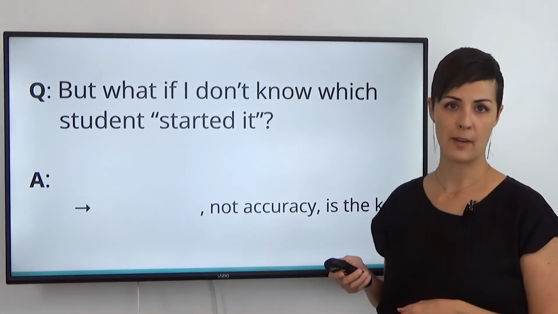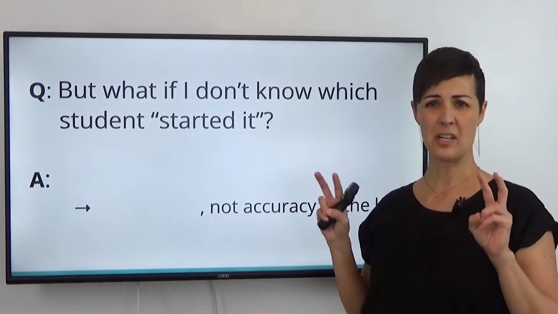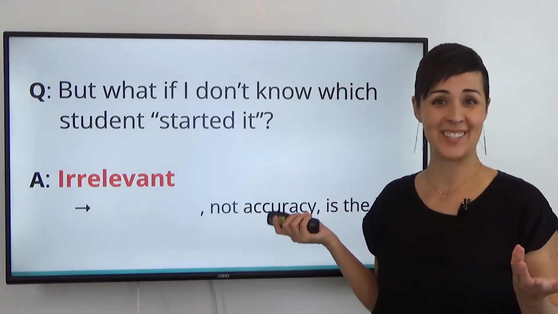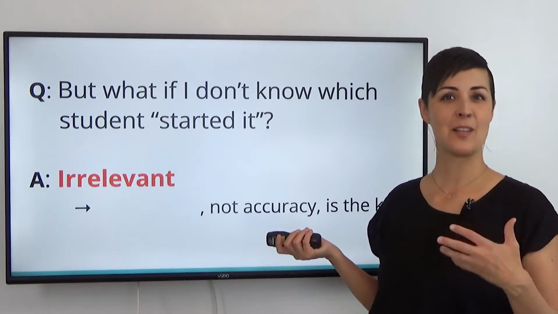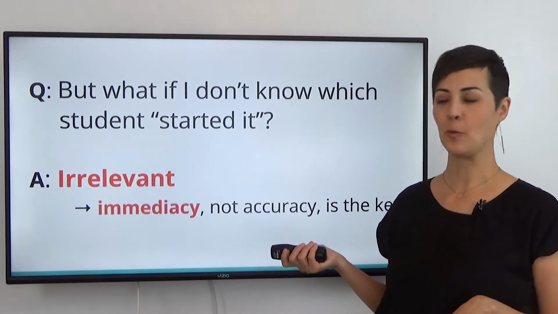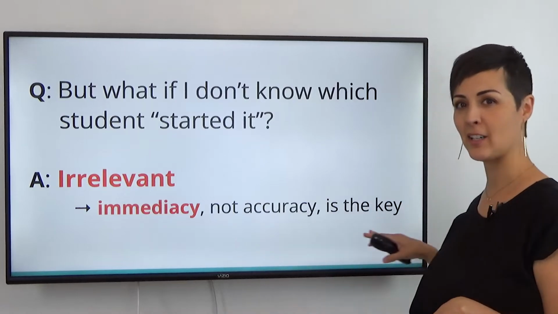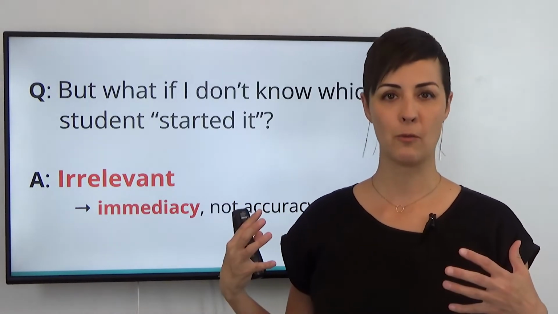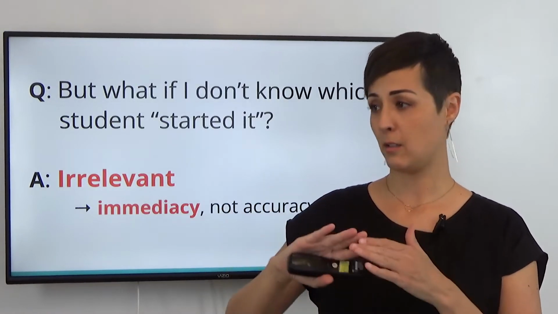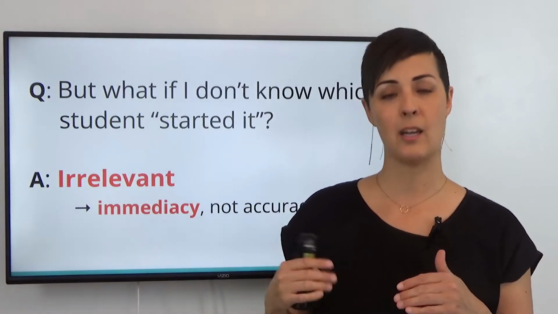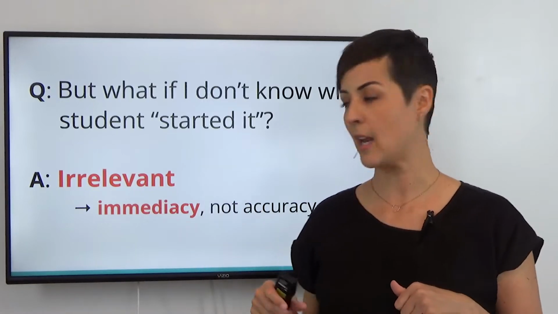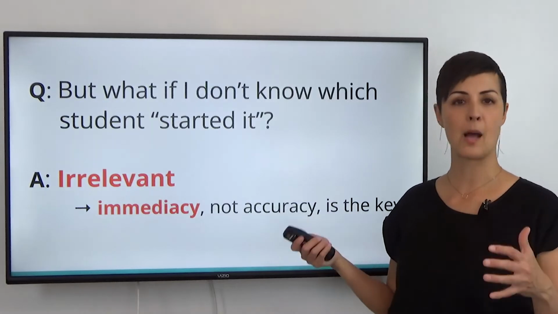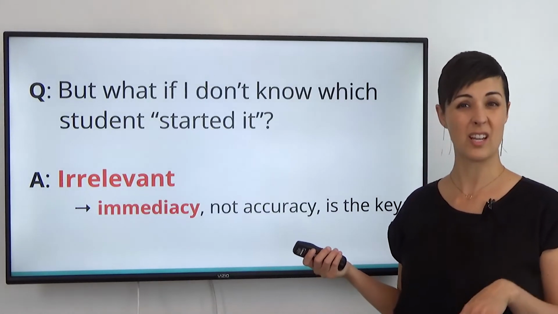Here's a question teachers often ask at this point: but what if I don't know which student started it? Guess what? Are you surprised to hear that's irrelevant? It doesn't matter whether Ruby or Gwen was the initial culprit. Why? Because immediacy, not accuracy, is the key. And because I'm not being harsh, I'm not being punitive with my approach. I'm simply saying, you can go back to your seat and we'll try it again in a minute, and inviting them back when I think they're ready to try it again. Again, we're going for immediacy, not being absolutely 100% sure who started it.